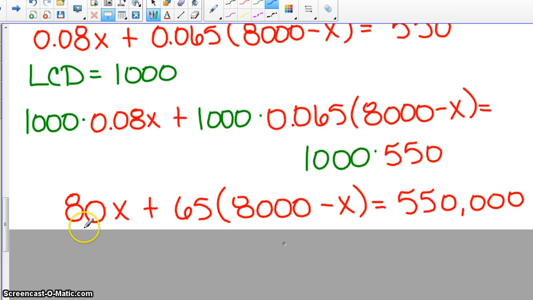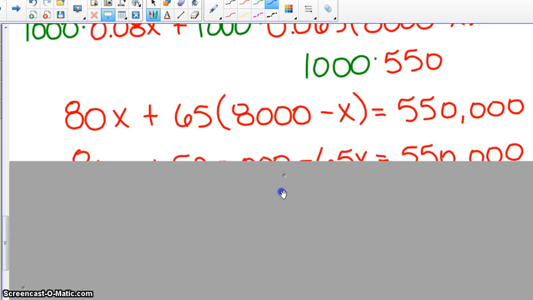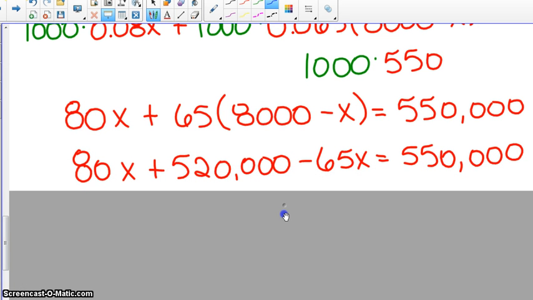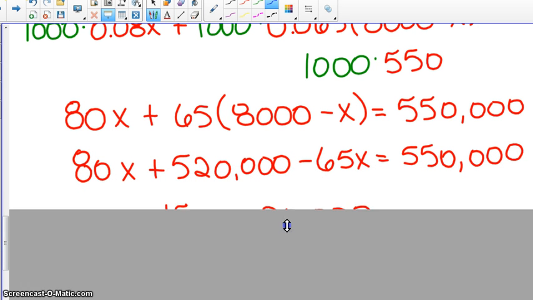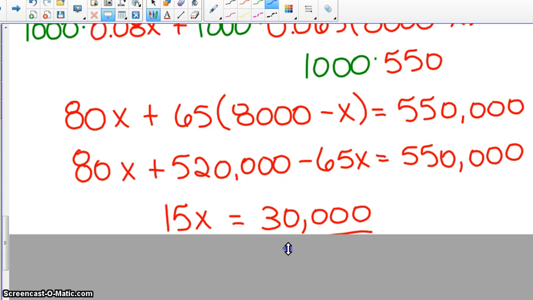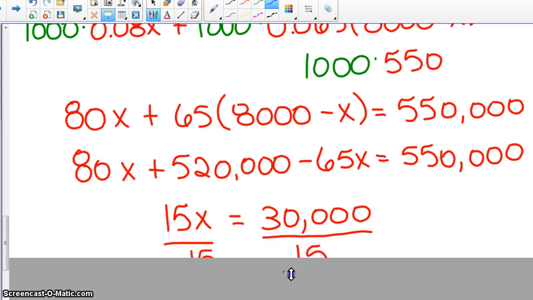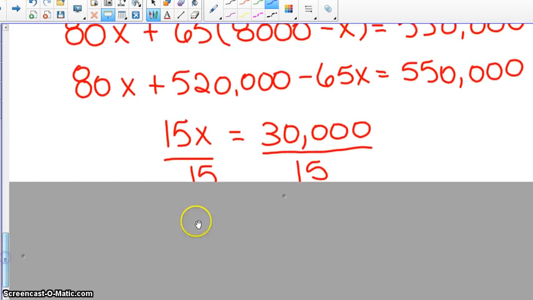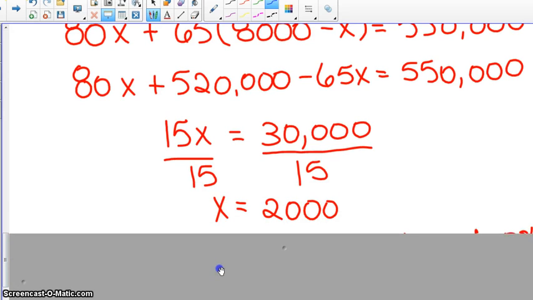All right, let's multiply that 65 part out. Using a calculator is okay, and we get this. Combine our like terms. We get 15X equals 30,000. Divide by 15, and X would equal $2,000.